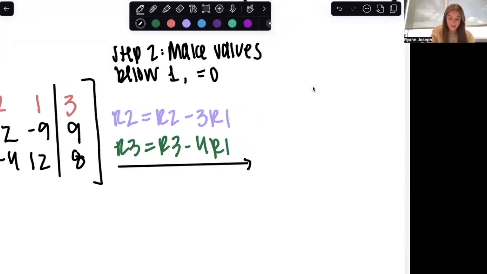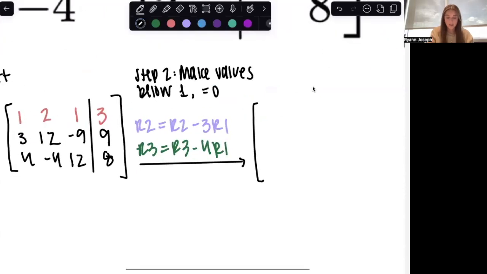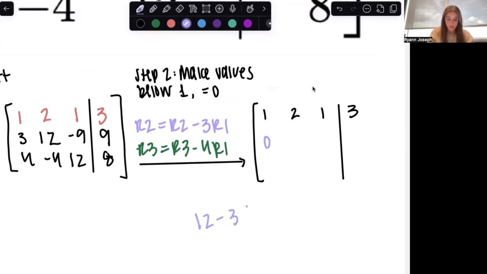And again, like I said, I always like to keep the thing that's staying the same and write that first. So the first row is not changing. I'm not doing any operations to the first row. My second row, row 2, is equal to row 2 minus 3 times row 1. I know this is going to be a 0. Then I've got 12 minus 3 times 2. 12 minus 6 is 6.